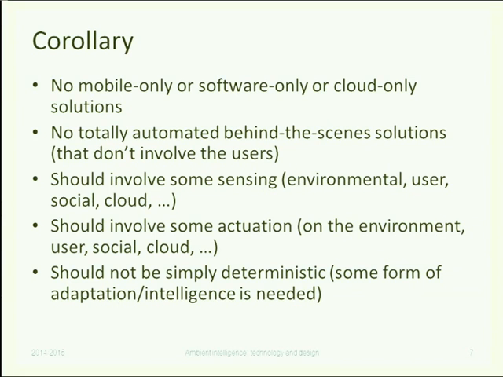It should not be simply deterministic. So some form of intelligence is in some way needed. So something where you just don't have two and two is four, but depending on conditions, two and two may be four or five or seven. Maybe it's not a two, but it's a two depending on something. So there should be some external factors or context factors that influence the way the system is reacting. Otherwise, it would be just simply a control algorithm that reacts.